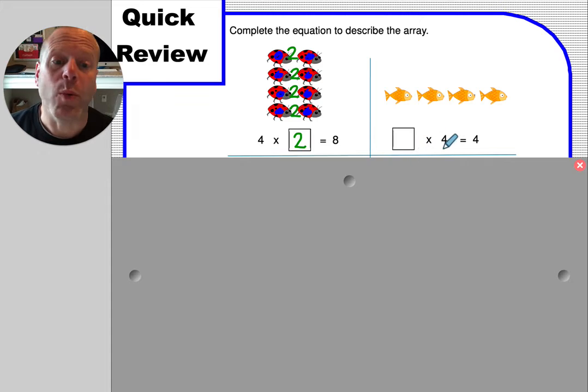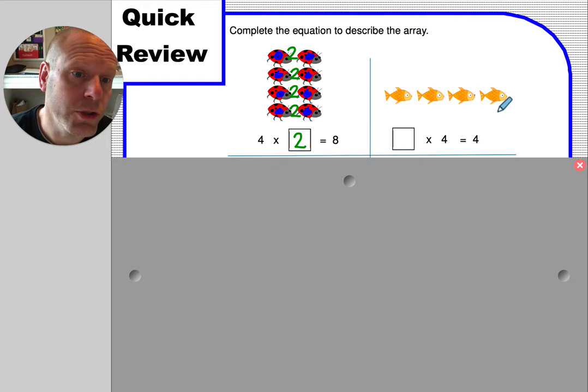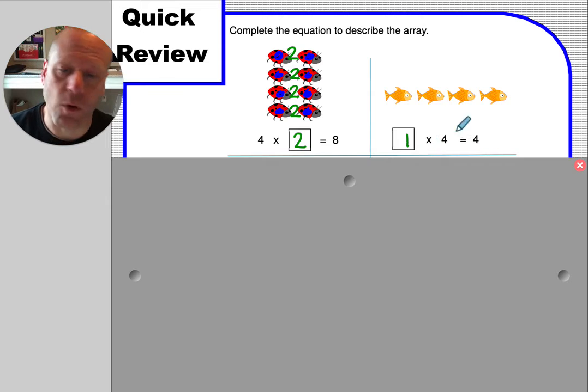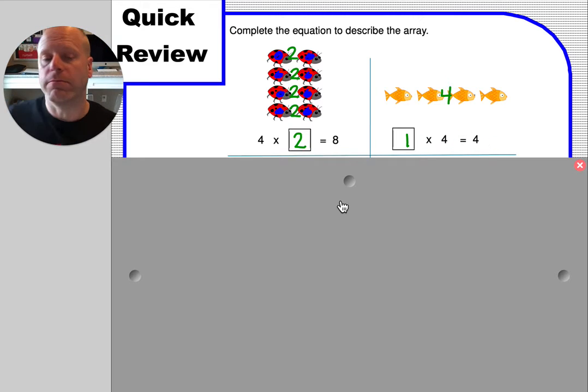Here we have a 4. See it? How many 4s do we have? Just 1. Kind of an easy problem here. We have 1 4. Here it is. 1, 2, 3, 4. 1 4 is just 4.